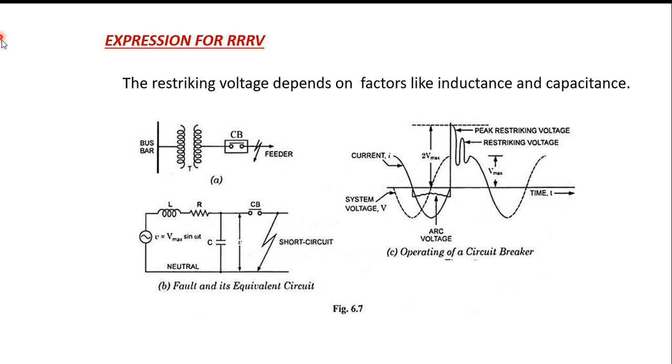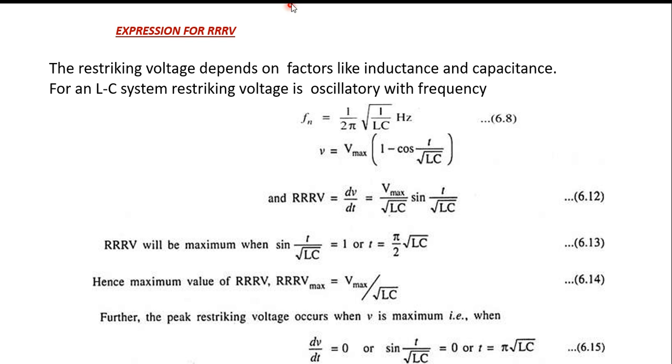We can derive the expression for RRRV. The restriking voltage depends on factors like inductance and capacitance. The frequency of oscillation is 1 by 2 pi root LC and the voltage V equals V max times 1 minus cos t by root LC. Rate of rise of restriking voltage is dV by dt. Differentiating the equation, dV by dt equals V max by root LC times sin t by root LC.